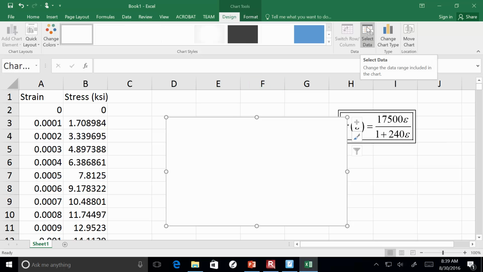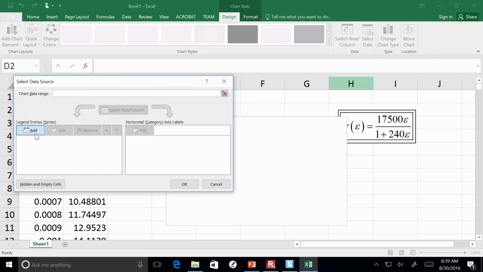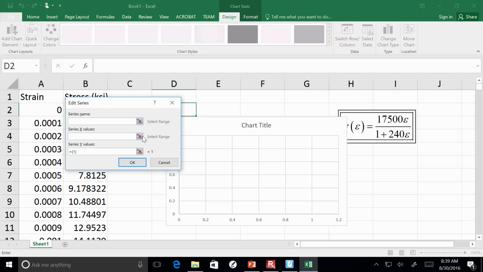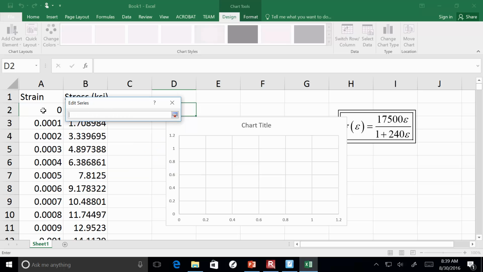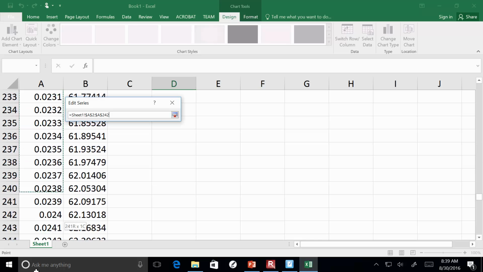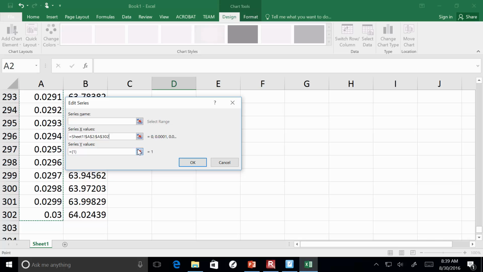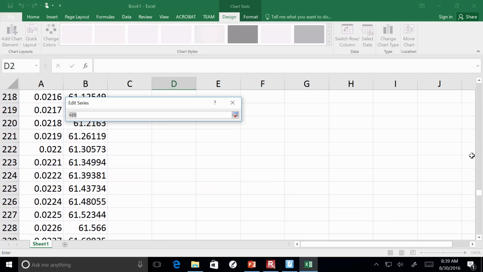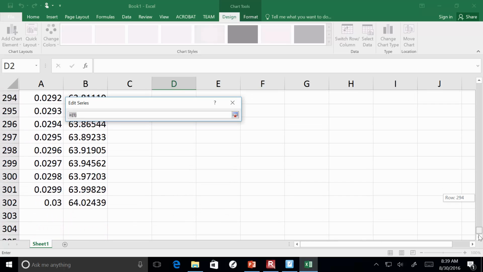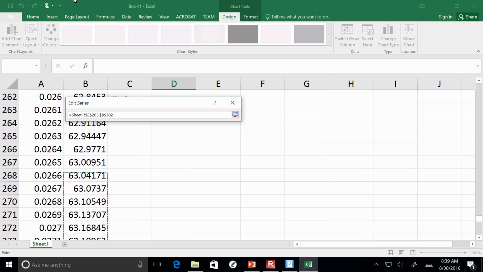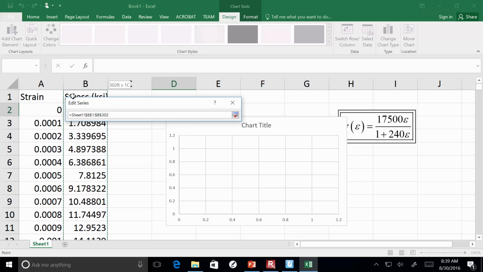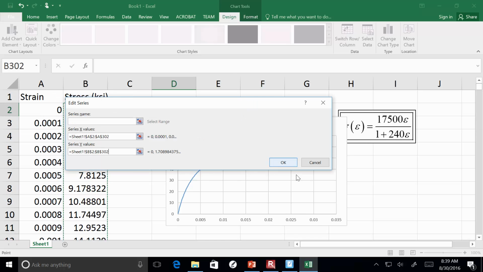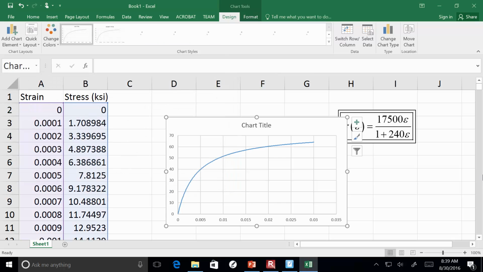So let's select our data. We'll add a curve. The x values are the strains, all the way down here. Our y values, we'll just drag from the down, about like that. Okay. And there's our data, right? That's our stress strain curve.